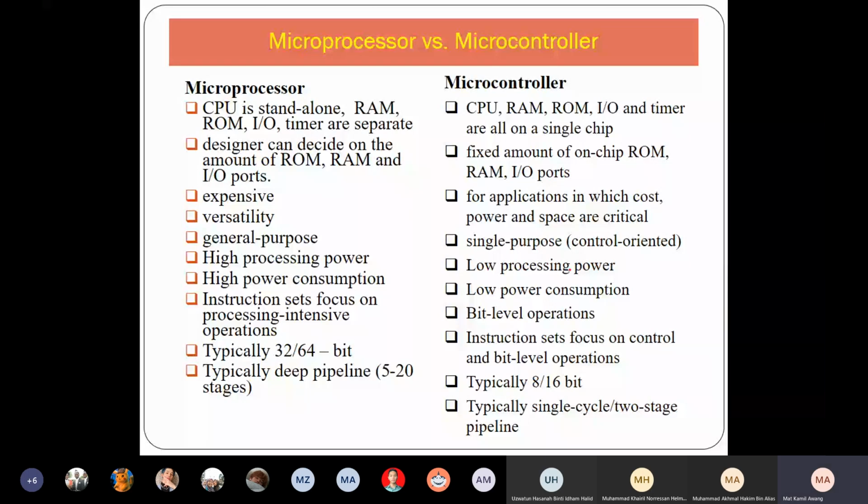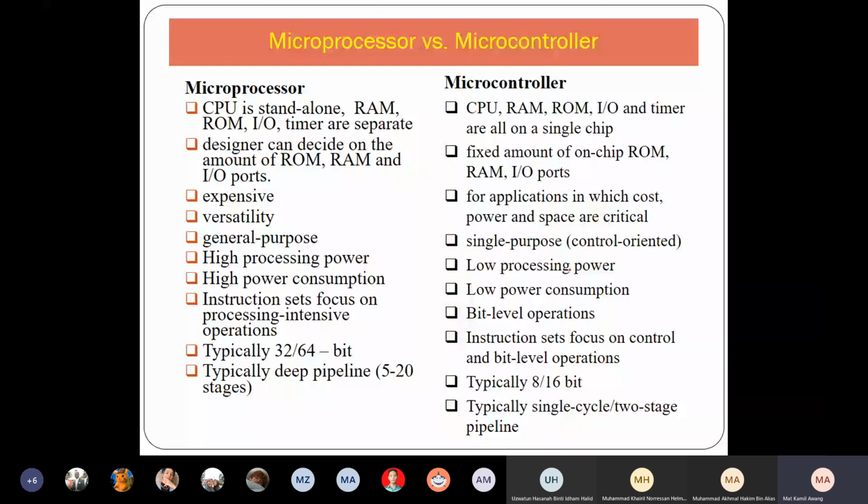CPU is standalone. RAM, ROM, I/O, and timer are separate ICs. Whereas in a microcontroller, everything is on a single chip: CPU, RAM, ROM, I/O, and timer. A microcontroller is designed so the designer can decide on the amount of ROM, RAM, and I/O. You can have as many ports as you want.